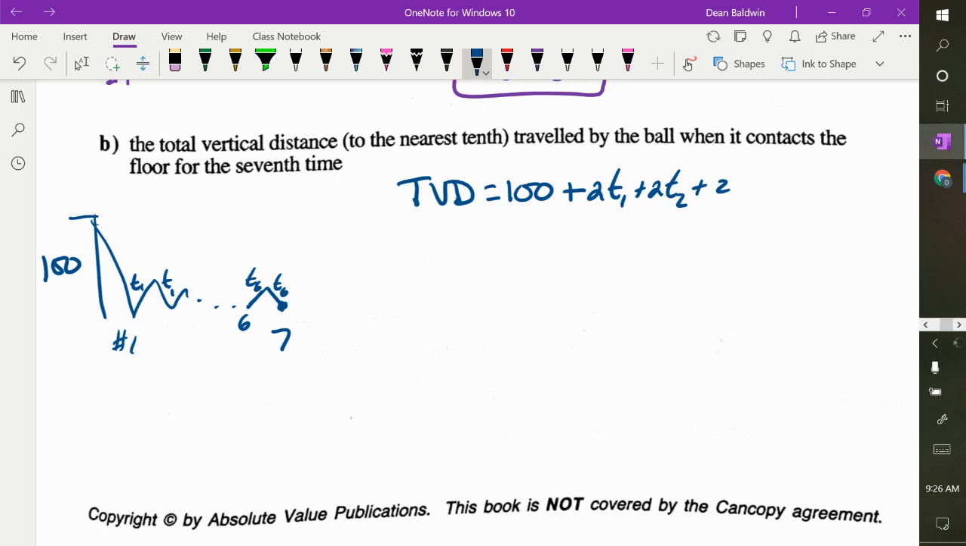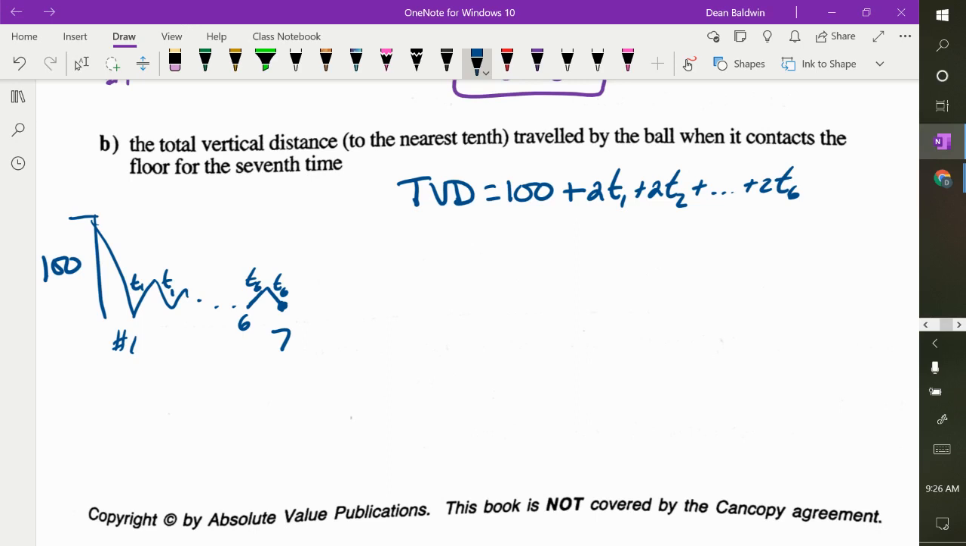So it's going to go plus 2 T6s. Does that make sense? Because when you're doing total vertical distance, you have to start after the initial drop. That has to be your first term. You can't start here, right? Because this only has down. So we just put that in as a single term. And then everything else is going to be up, down, up, down.